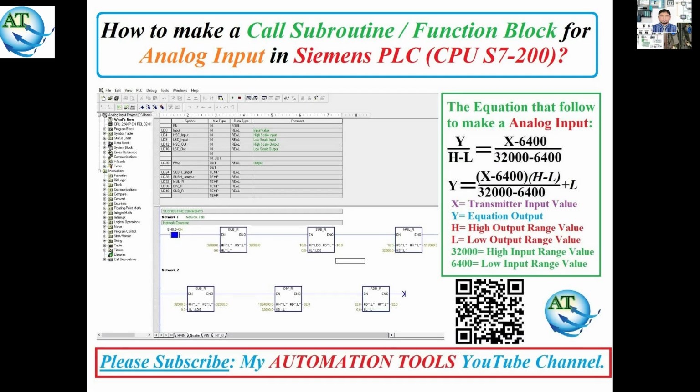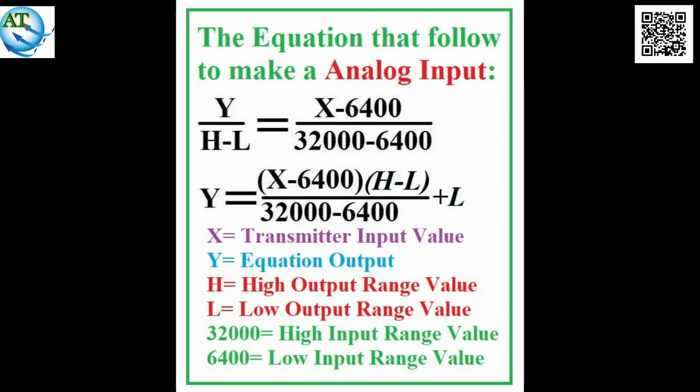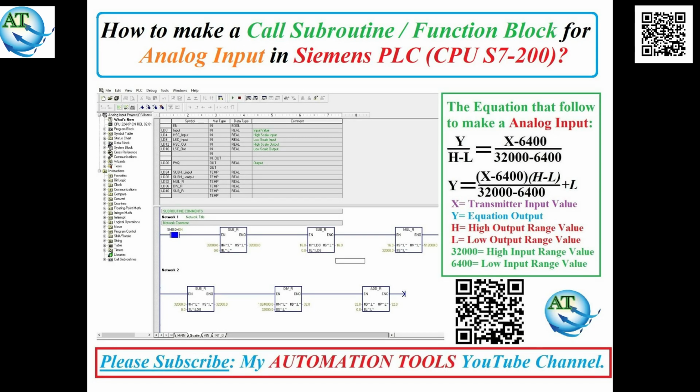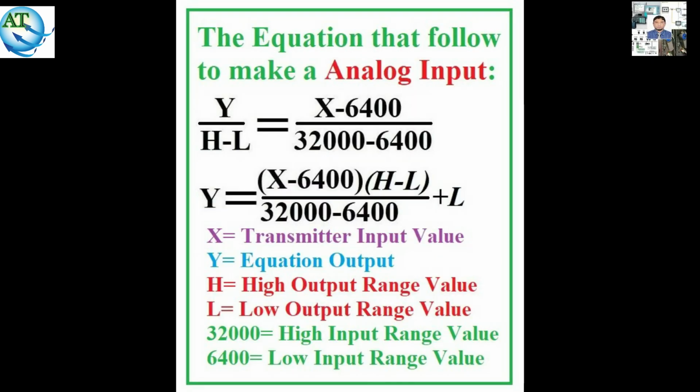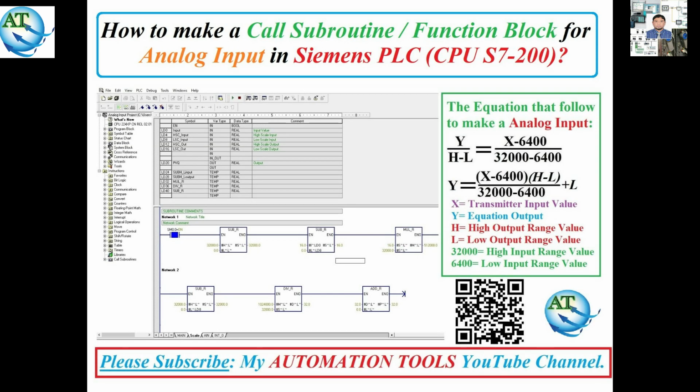We know in industrial automation different types of PLC are used. Siemens PLC is the most usable PLC of them. Today I will discuss how we can make a subroutine or function block in a Siemens PLC S7-300 CPU.